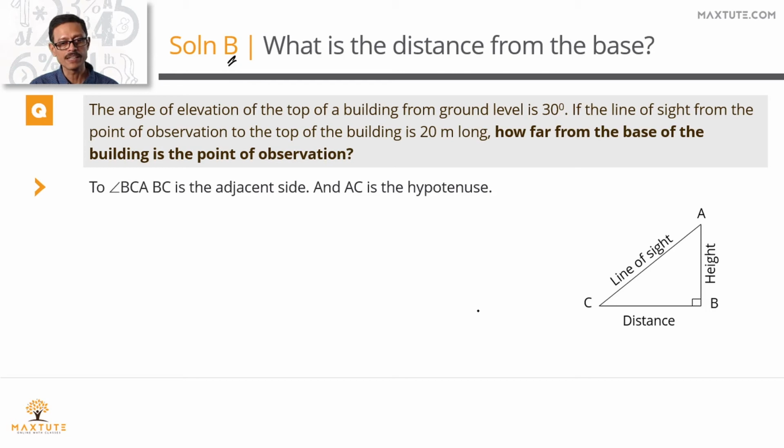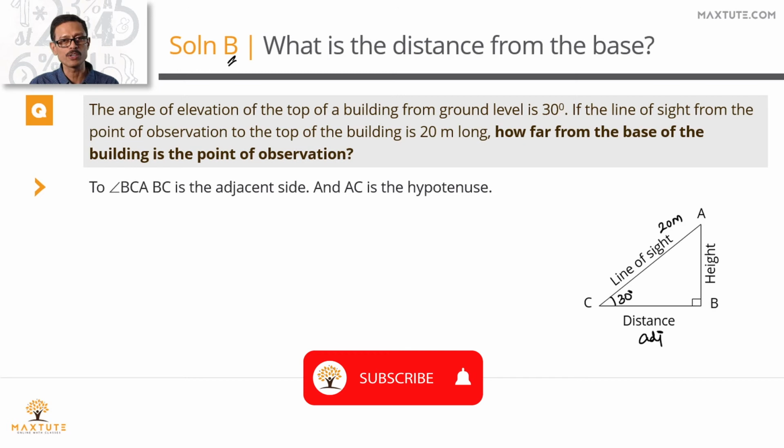Let's move on to part B, which is computing the distance from the point of observation to the base of the building. The base of the building to this point of observation, this distance BC, is nothing but the adjacent side to angle BCA, for which we have the measure, which is equal to 30 degrees. The measure of one of these three lengths that we have is the line of sight, which is equal to 20 meters, which is the hypotenuse to this triangle. So we need to compute the adjacent side. We have the measure of the hypotenuse. The trigonometric ratio that combines adjacent side and hypotenuse is cos.